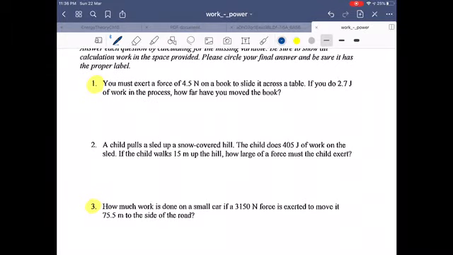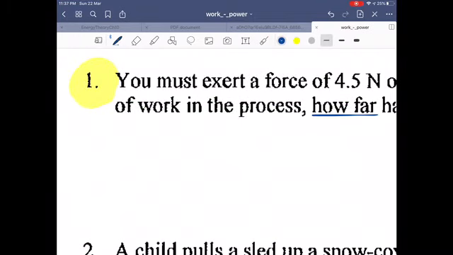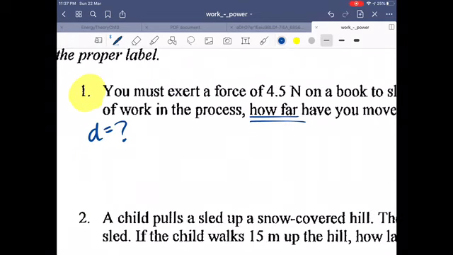Now let's start with the first one. You must exert a force of 4.5 newtons on a book to slide it across a table. So it means you have your table here, you have your book here, and you want to push it. If you do 2.7 joules of work in the process, how far have you moved the book? Let's focus on what they're asking us for, which means how far. So how far, we already know that we would be searching for distance. So distance equals question mark.